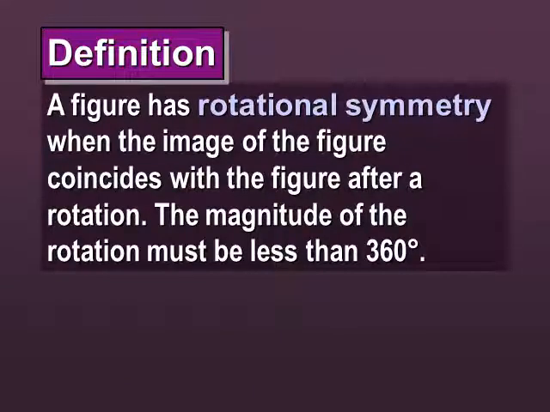A figure has rotational symmetry when the image of a figure coincides with the figure after a rotation. So the magnitude of a rotation must be less than 360 degrees, because if it's 360 degrees, it's really just one line of symmetry.